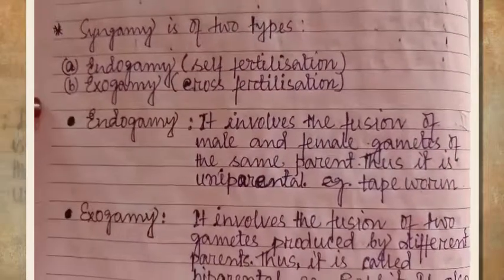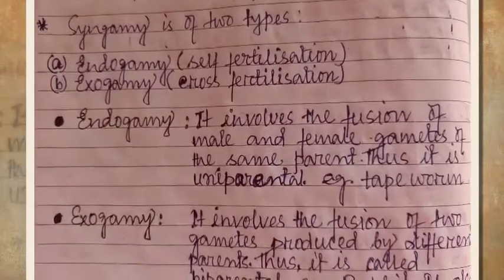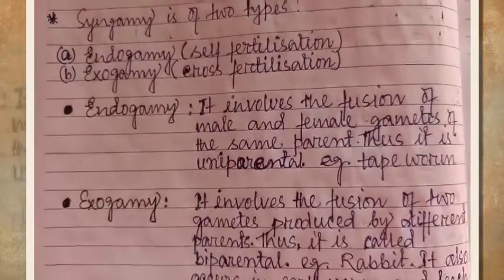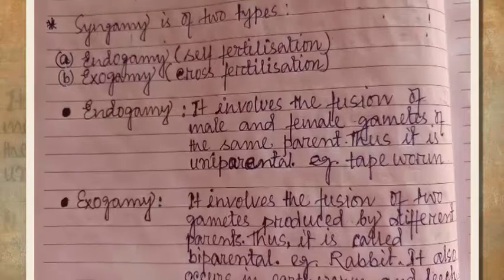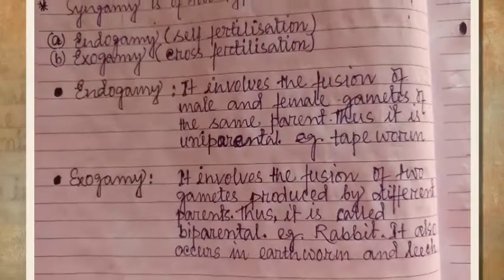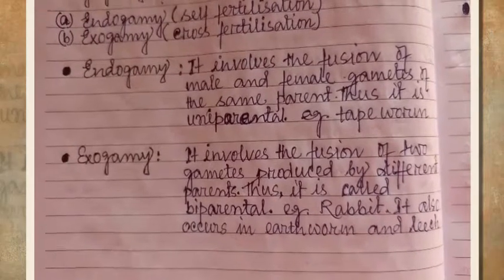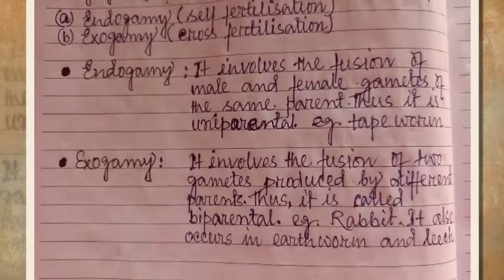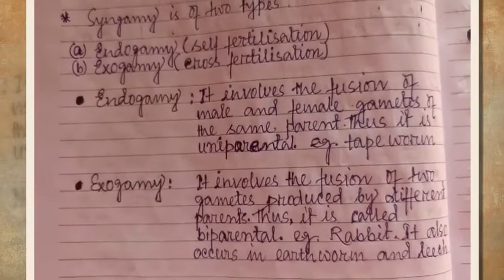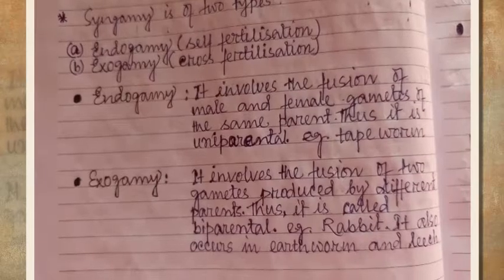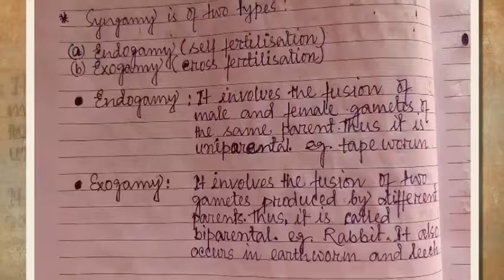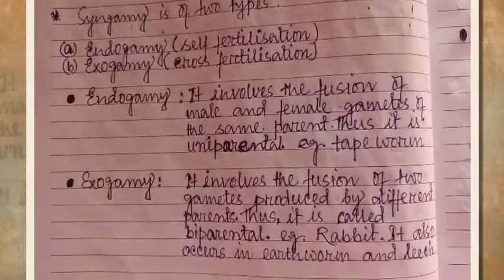Syngamy is of two types, endogamy and exogamy. Endogamy is self-fertilization and exogamy is cross-fertilization. Endogamy involves the fusion of male and female gametes of the same parent. Thus, it is uniparental, for example, tapeworm. Whereas exogamy involves the fusion of two gametes produced by different parents. Thus, it is called biparental, for example, rabbit. It also occurs in earthworm and leech.